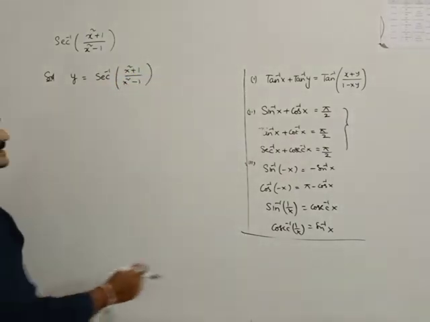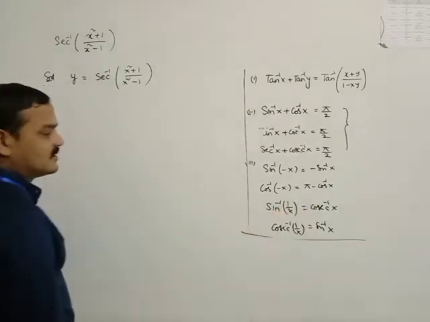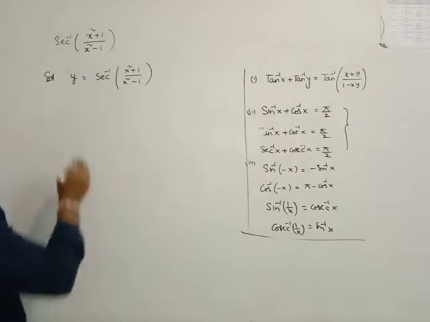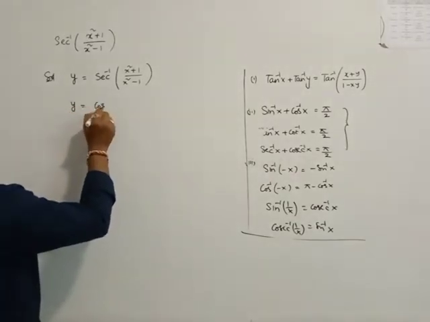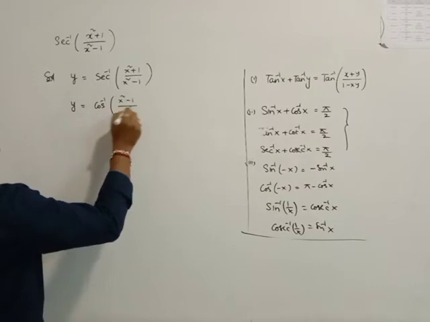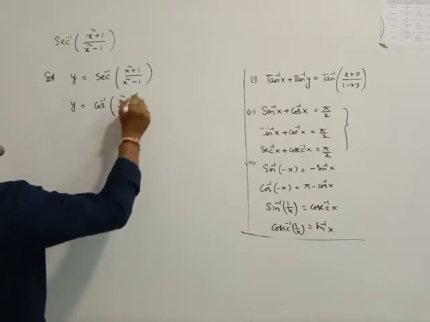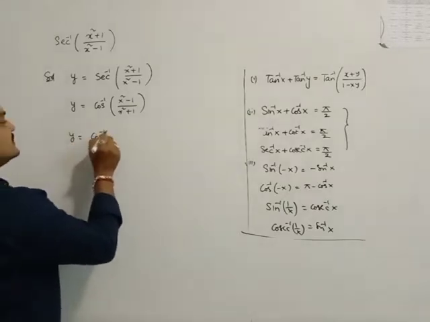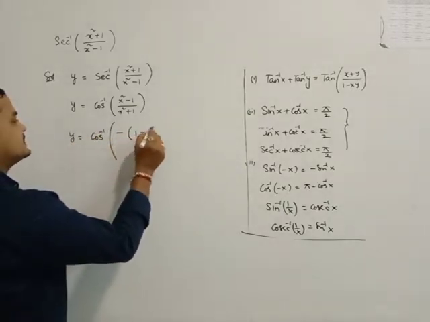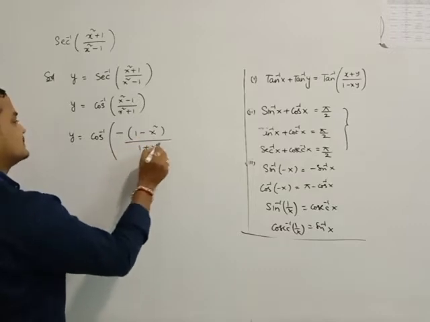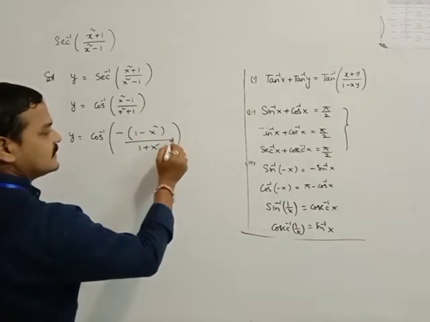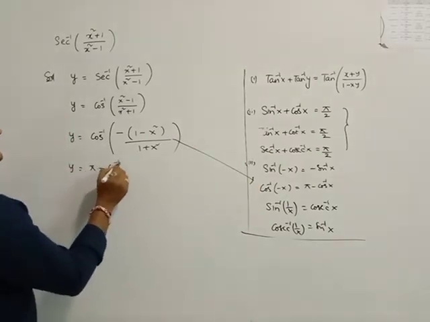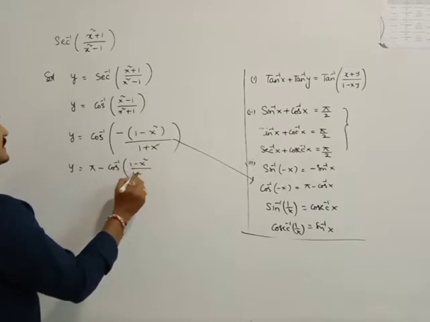Just now I said that sin inverse x is equal to cosec inverse of 1 by x, and sec inverse of x is equal to cos inverse of the reciprocal. So it can be written as y is equal to cos inverse of (x square minus 1) by (x square plus 1). Take the minus common in the numerator: cos inverse of minus of (1 minus x square) by (1 plus x square). Now apply this formula. What we get: y is equal to pi minus cos inverse of (1 minus x square) by (1 plus x square).